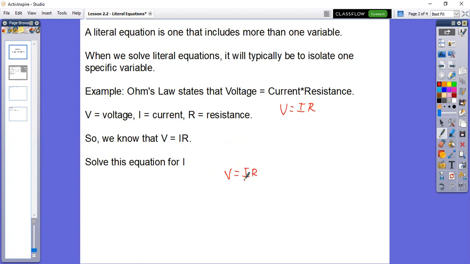So this is pretty simple. If I want to isolate I, R is being multiplied by I, so I'm going to use the division property of equality. Divide both sides of the equation by R, and I'm left with I equals V over R. So now this gives me an equation that gives me current in terms of voltage and resistance. Again, these equations are just like any other algebraic equation. The only difference is that these values are variables instead of numbers. So V over R, I don't know what V is, I don't know what R is, but I'm going to leave it as V divided by R.